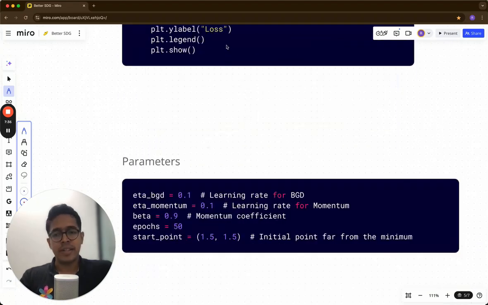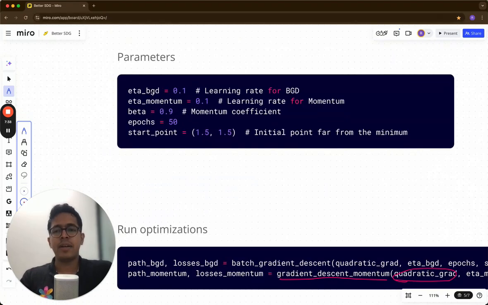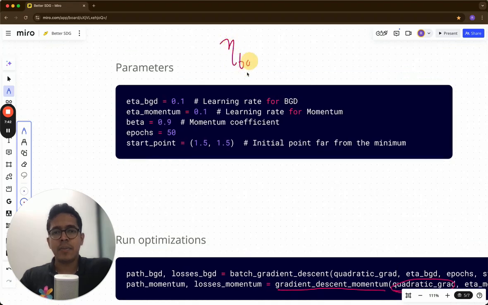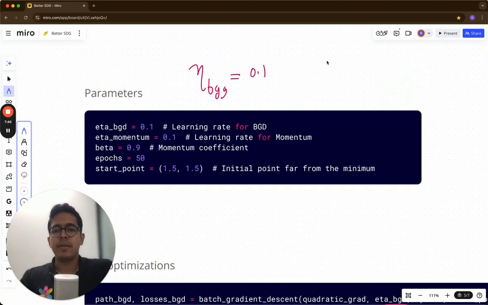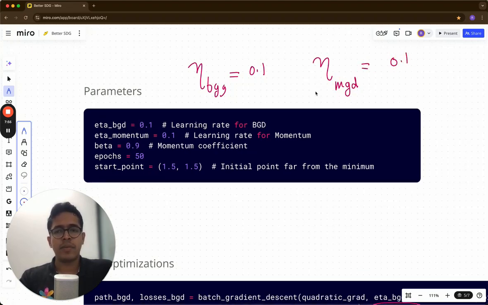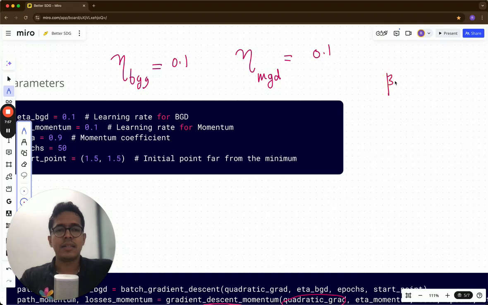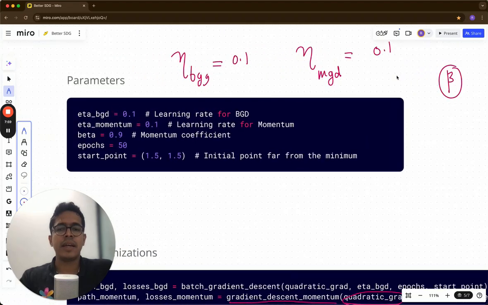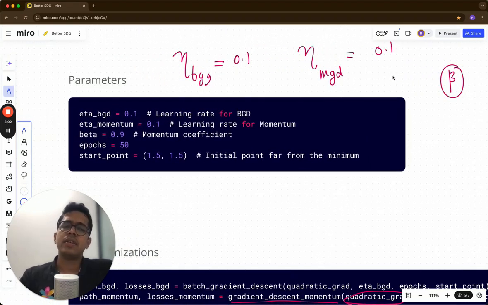Now we have to call these functions. So first we will define the parameters. eta BGD is eta for batch gradient descent, equal to 0.1. This is the learning rate. Eta momentum is eta in the momentum based gradient descent, MGD. Just momentum itself is better. This is also 0.1. Beta is the term that we use for saying whether you want to use 90% of the previous velocity or 99% of the previous velocity. So that is this term, 0.9.